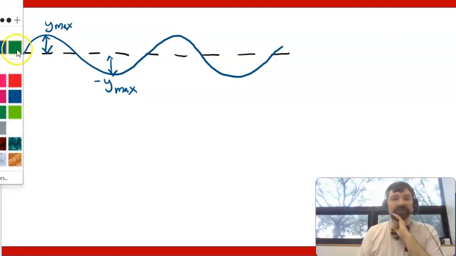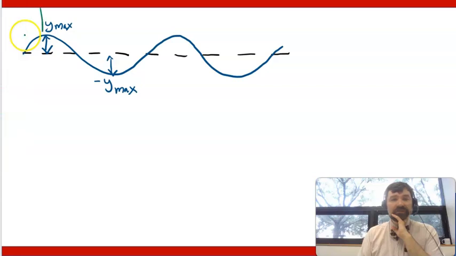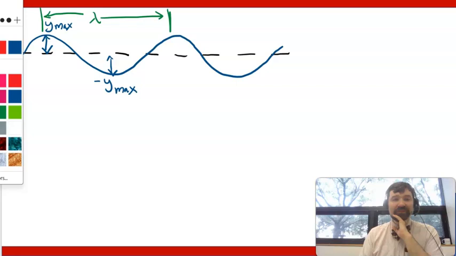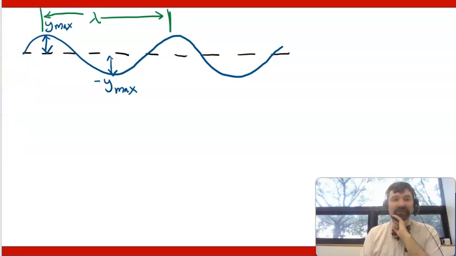I'll switch colors because it'll get cluttered otherwise. This distance from here at the peak to here at the next peak would represent one wavelength, lambda. And I could describe this entire wave if I decide to put a little axis to it. So let's put a little x and y axis on here. This right here would represent the y-axis. This dashed line right here could also represent the x-axis.